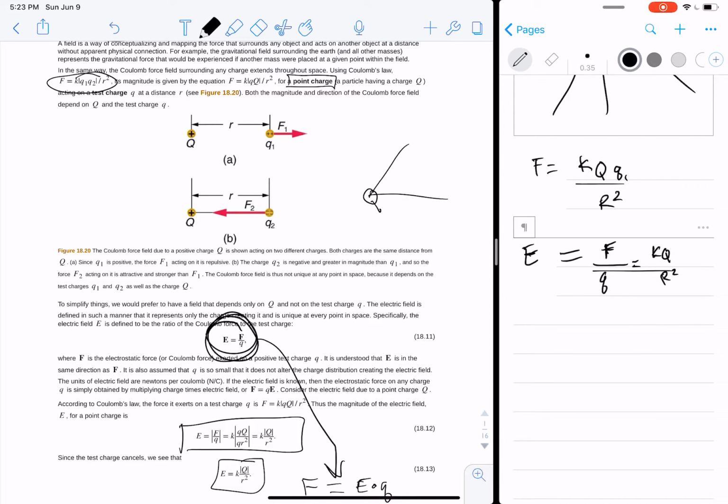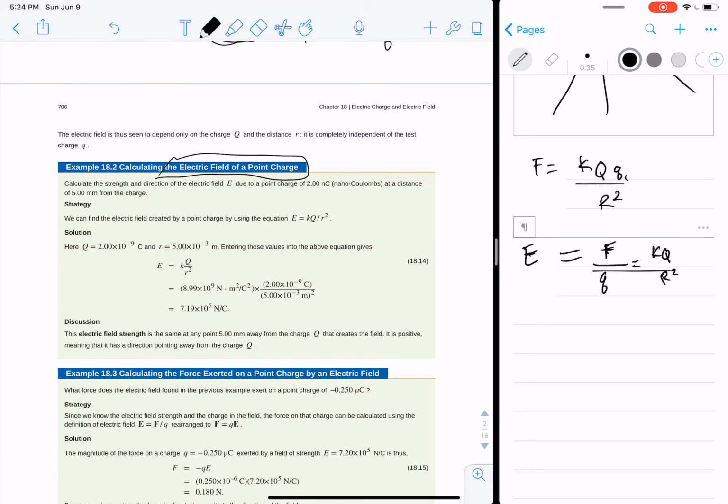Okay, so here's an example. If you want to calculate the electric field of a point charge, so let's say we want to know the electric field due to a charge of 2 nanocoulombs, which is 2 times 10 to the minus 9 coulombs, that's what a nano is, at a distance of 5 millimeters from the charge. Okay, so what are we doing? We've got a charge Q, and we want to go a distance 5 millimeters from it, and we want to figure out what's the strength of the electric field at that point.